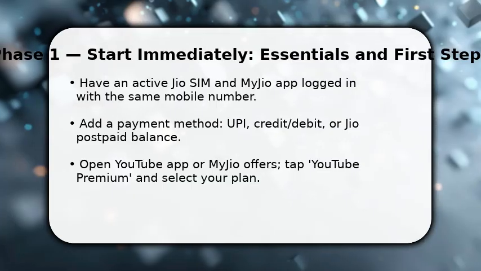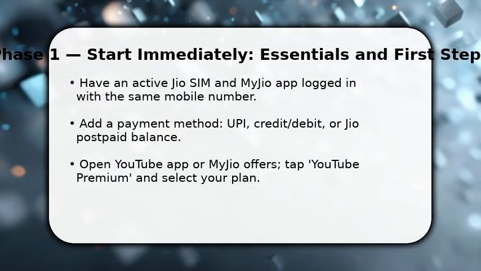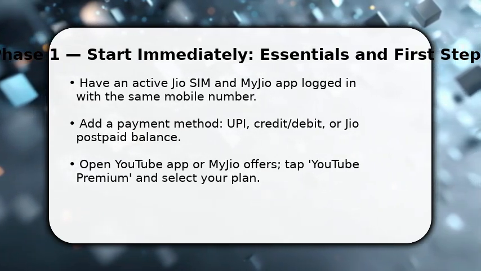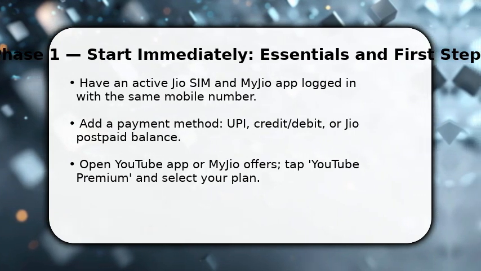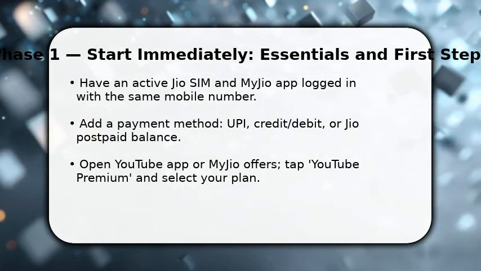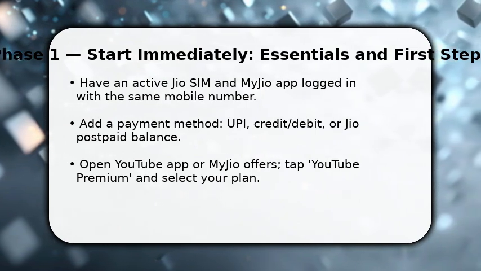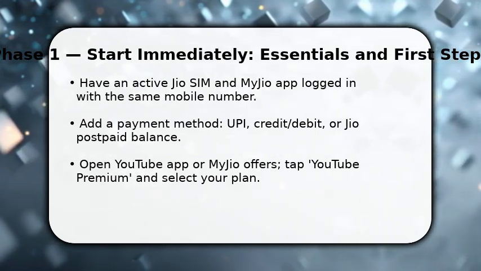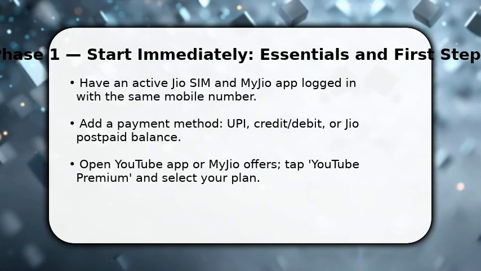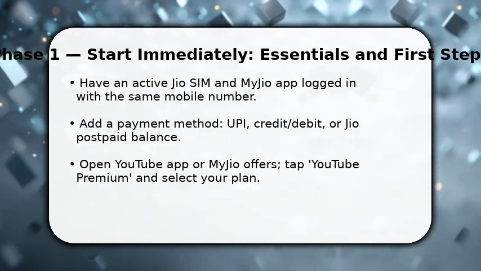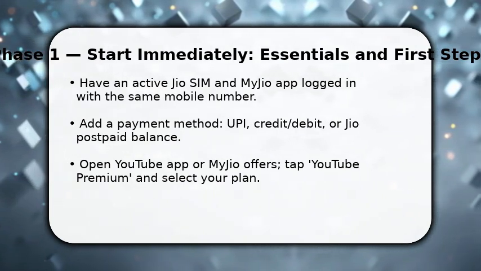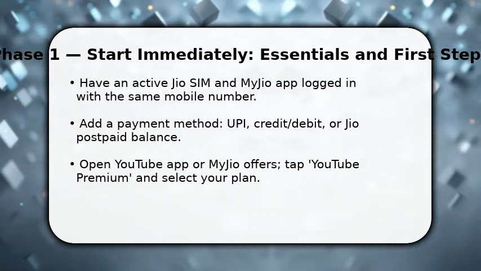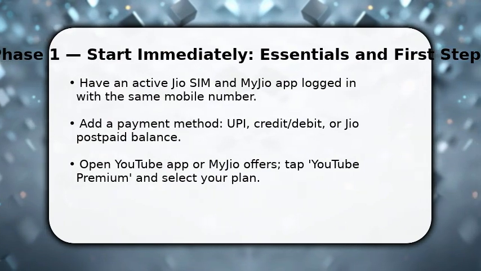Enjoy the video. You begin by confirming two essentials. Your Geo SIM is active, and you're signed into My Geo with that number. Once done, open My Geo or the YouTube app, look for the Geo YouTube Premium offer, and tap to start. Choose monthly or annual so you know the charge schedule. Make sure a payment method is ready, UPI, Card, or Geo Balance, because the flow will prompt immediate verification and authorization to bind the subscription to your account.